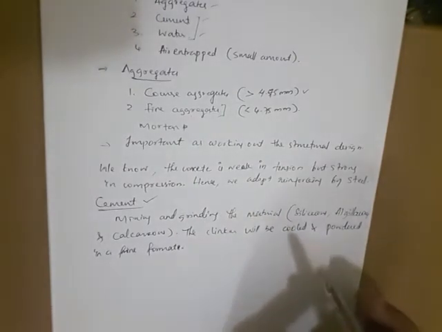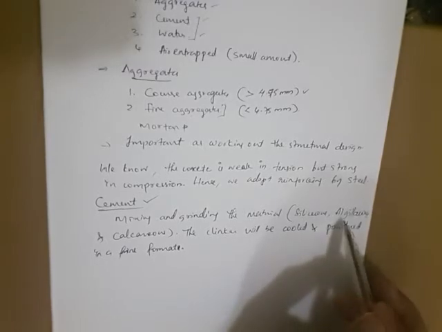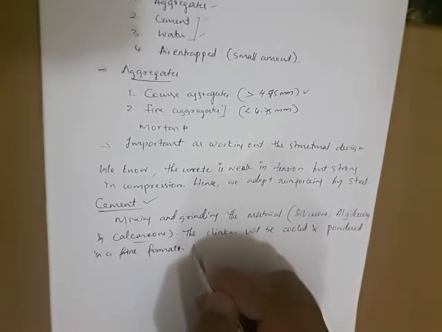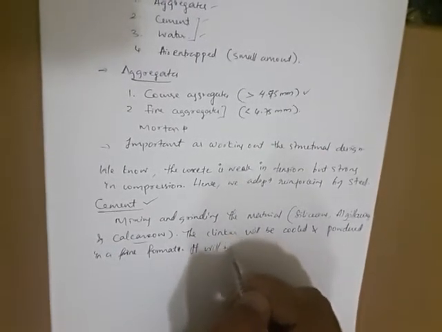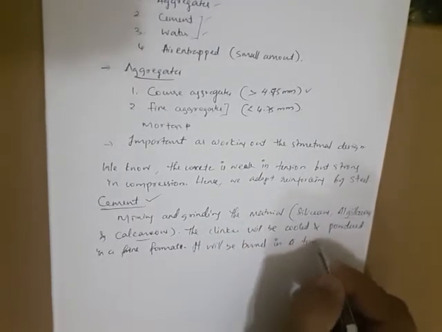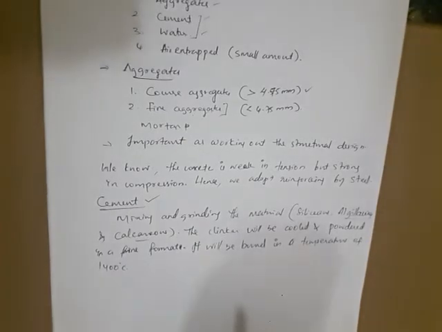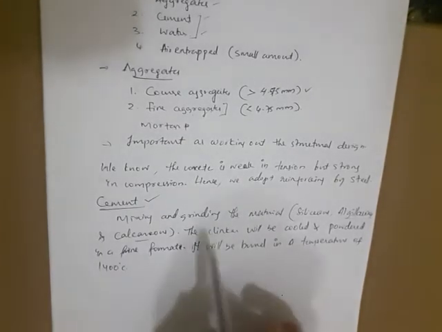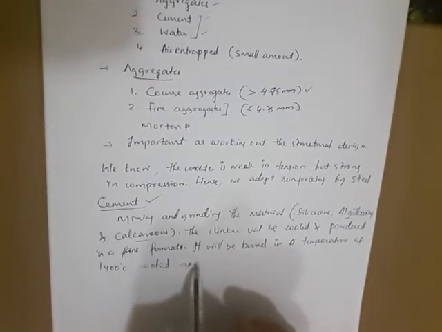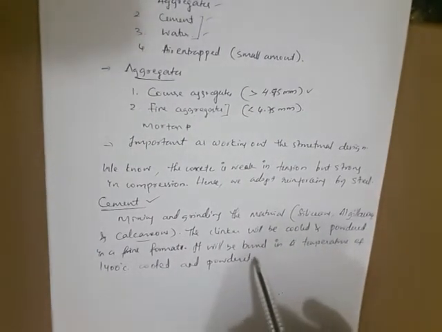Cement is produced by mixing siliceous, argillaceous and calcareous material, and it will be burned at a temperature of 1400 degrees Celsius, and cooled and powdered. We are getting the cement in a powdered format.